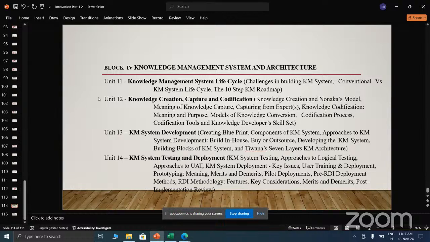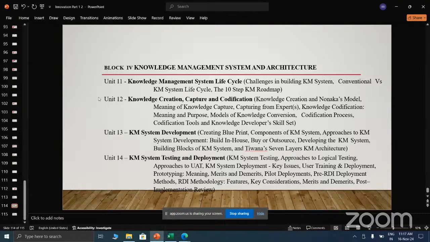Then in unit 12, we will discuss how knowledge creation happens, how to capture it, and what the steps are in the codification part. Okay, that includes a few models, knowledge creation, its meaning, capturing from experts, then the codification part, what codification is, what its purpose is, different models of knowledge conversion, and tools, other things.